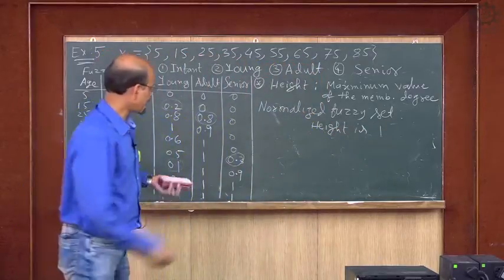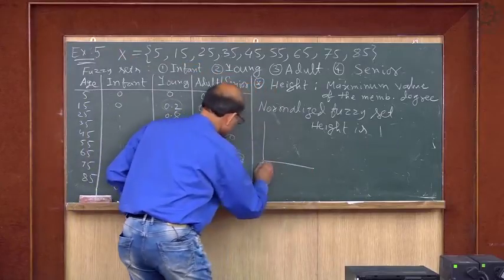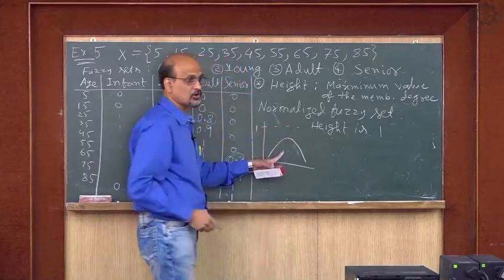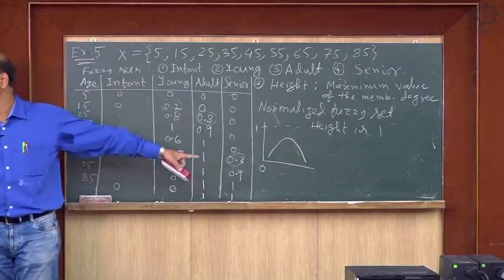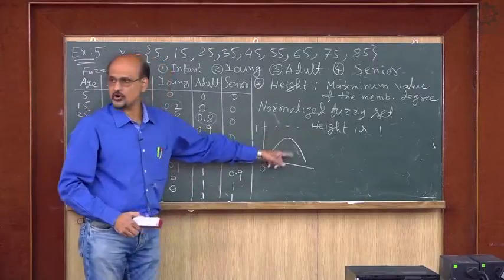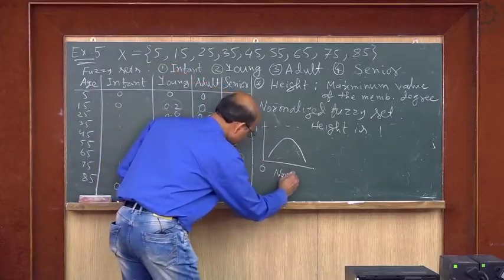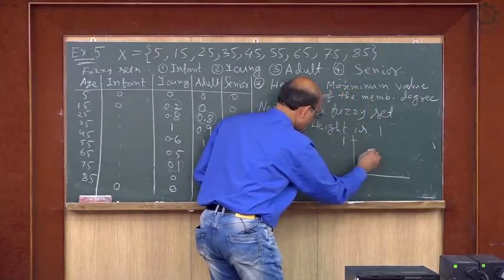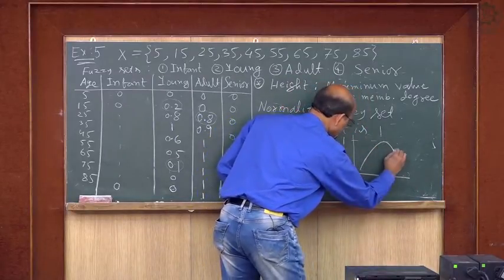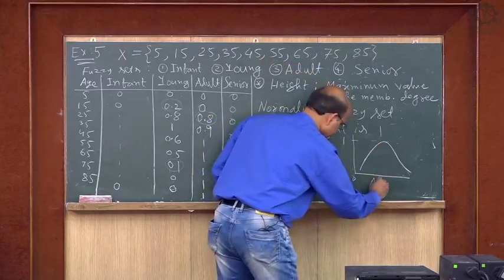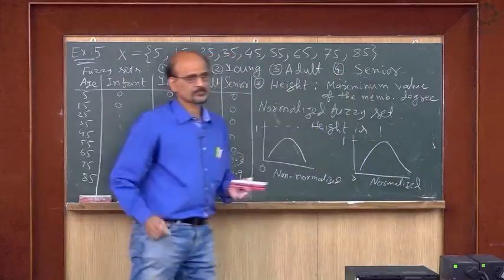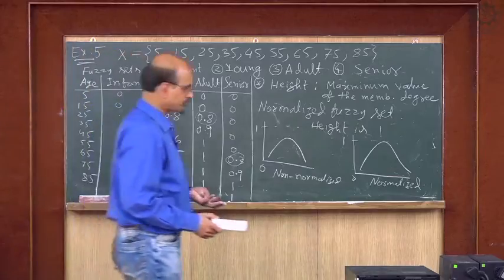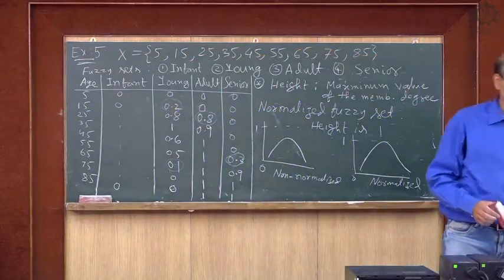Understood? So if I draw, suppose for a continuous system, it is 0 and it is 1. If you have a fuzzy set like this, this is your 1, this is your height. This is non-normalized because you do not have the height, it is not reaching up to 1. Similarly, if I have 0 to 1 and I have a set like this, then it is normalized. Understood? Normalized and non-normalized and height. So now you have understood support, height, normalized fuzzy set.